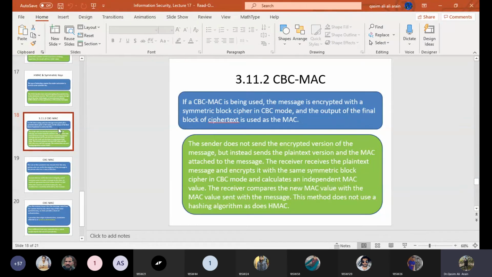Now that MAC value is being appended with the original message, right? And that original message and that MAC value would be sent to the receiver, right? Now when the receiver receives that particular message, the same functionality, the same mechanism is being applied at the receiver's end also. Now at the receiver, what is going to happen?